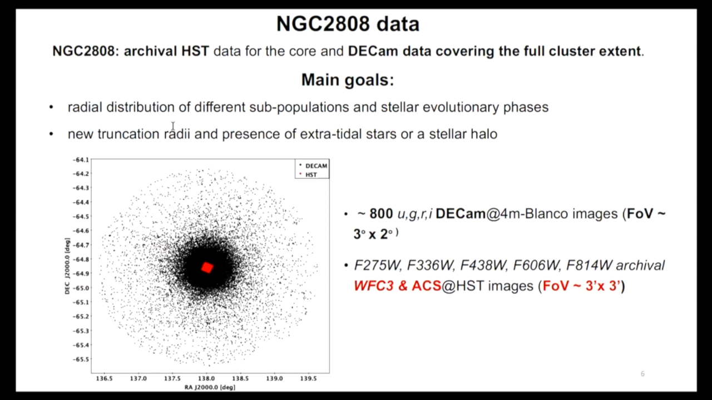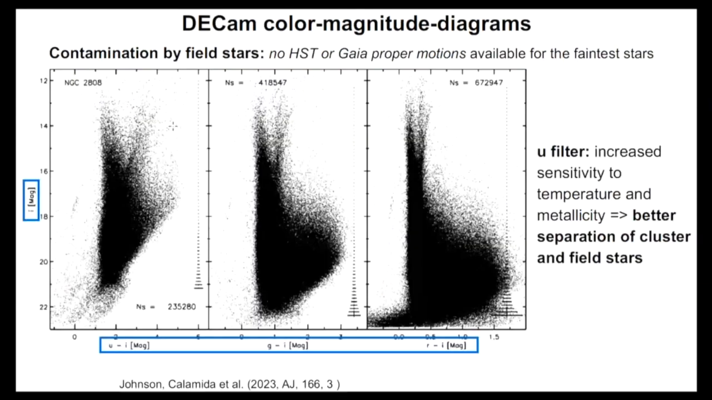The aim of this data was to study the spatial distribution of the different subpopulations in this cluster, and also eventually determine the density profile of the cluster and verify the presence of extra-tidal stars. So this is the color magnitude diagram based on DECam photometry for different colors. As you can see, we have an issue here, because as soon as we go wide with our observation of a cluster, we also have a lot of field contamination. You can see the blue horizontal branch stars here, but you don't see anything else from the cluster really.